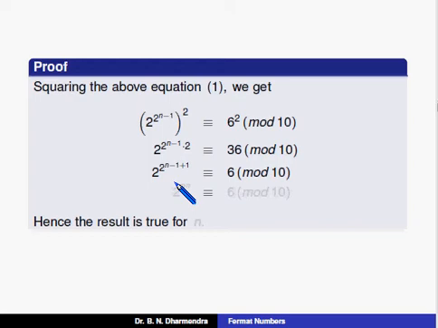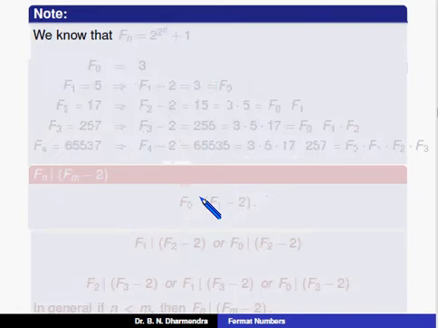That is equal to 36, and modulo 10 the remainder is 6. So it can be rewritten as 2 to the power of n congruent to 6 modulo 10. Hence the result is true for n. Therefore we can conclude that the result is true for all n. The Fermat number Fn is congruent to 7 modulo 10 for all n greater than or equal to 2.